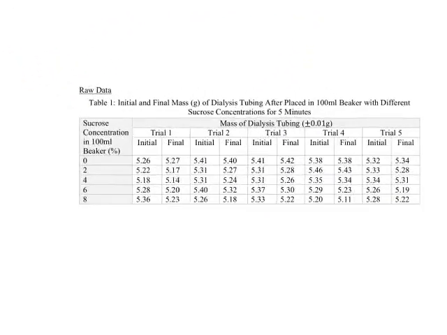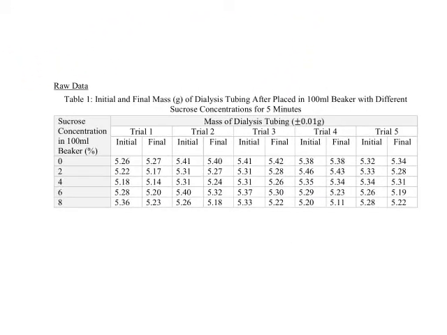Okay, let's look at the last one. This was the best one, pretty much. So I like that it's numbered again. Okay, we have the initial and final mass of dialysis tubing. So that's our dependent variable. And then we have different sucrose concentrations. That's our independent variable. And then they have a couple of controlled variables. So they have 100 ml beaker, and they have the time.